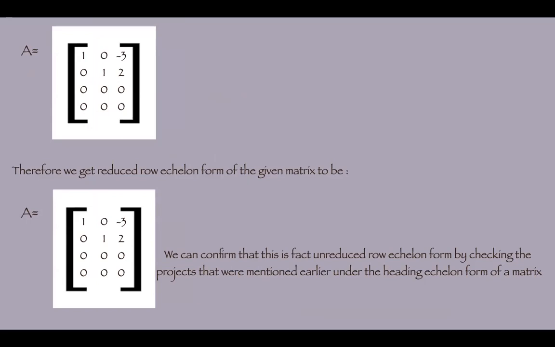Therefore, we get the reduced echelon form from the given matrix to be 1 0 minus 3, 0 1 2, and the third and fourth rows are filled with 0. So we can confirm that this is in reduced row echelon form by checking the properties we mentioned earlier under the echelon form of a matrix. So this is an example of reduced row echelon form.